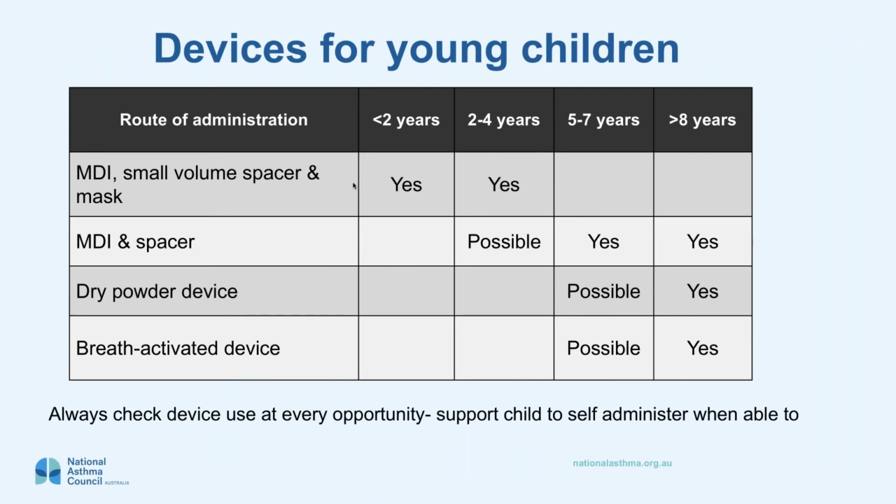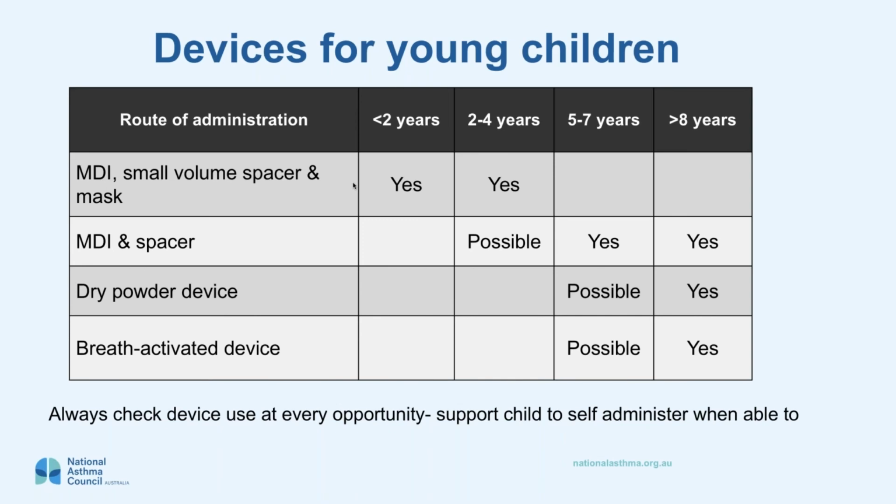And this slide's adapted from the Asthma Handbook. As the heading says, it's devices for young children, and it's, as I've already said, but I can't stress enough, always check device use at every opportunity. Support children to self-administer when they're able to. For children, a metered dose inhaler and spacer is the preferred device. Masks can be used for smaller children. As you can see, they can be used right up to 4 years.